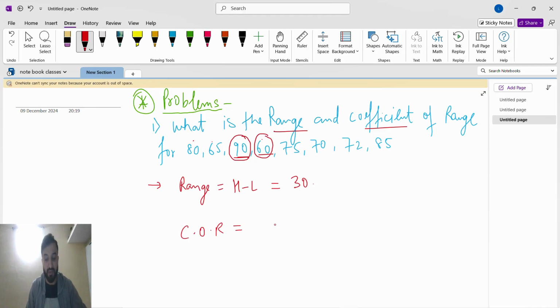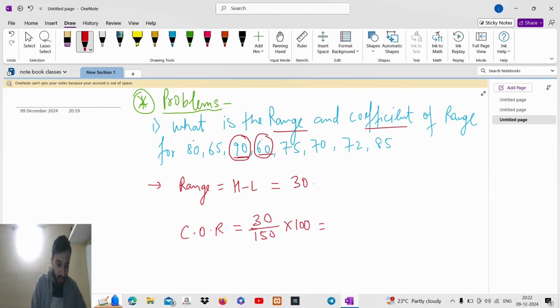90 minus 60, 30, divided by... Some people will write the formula, then substitute the value, then do the steps. Don't waste the time in doing that because no one cares about the steps. Everything they want is your main answer. So coefficient of range is h minus l, 90 minus 60, 30, divided by h plus l, so 90 plus 60 is 150, into 100.